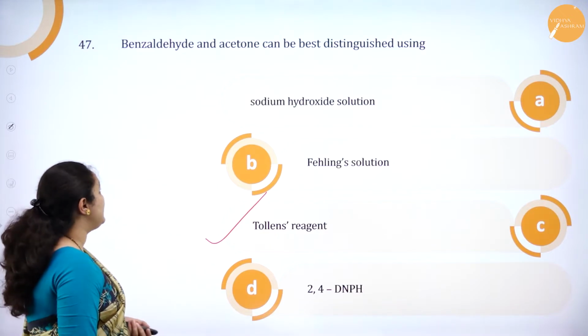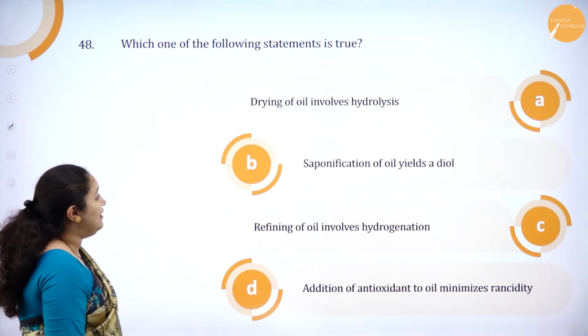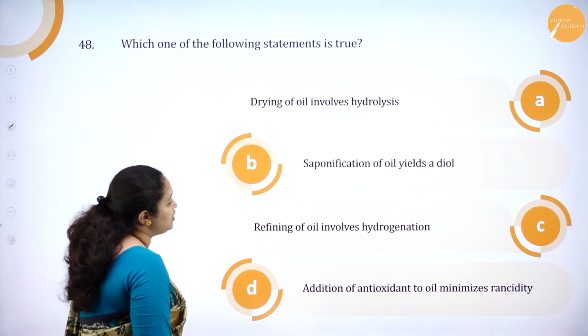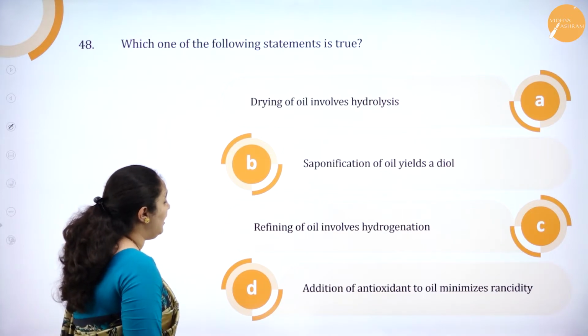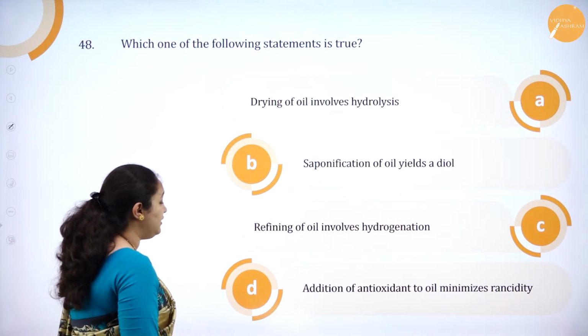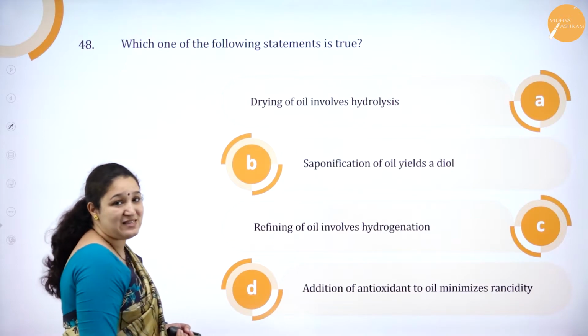Okay. Next question. Which one of the following statements is true? Option A, drying of oil involves hydrolysis. Option B, saponification of oil yields diols. Option C, refining of oil involves hydrogenation. Option D, addition of antioxidant to oil minimizes rancidity.